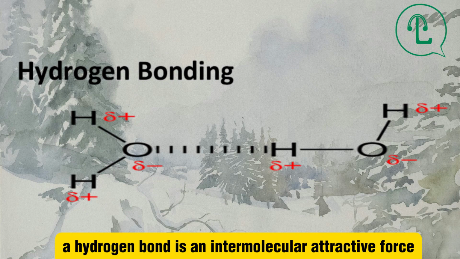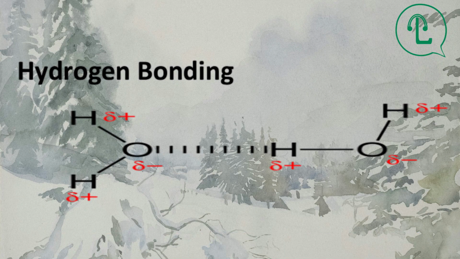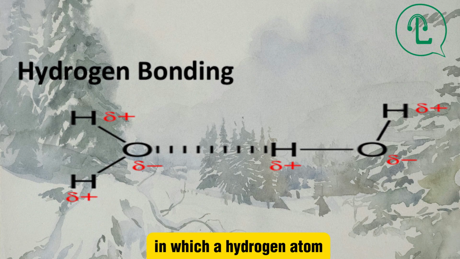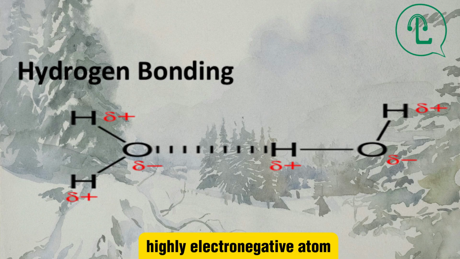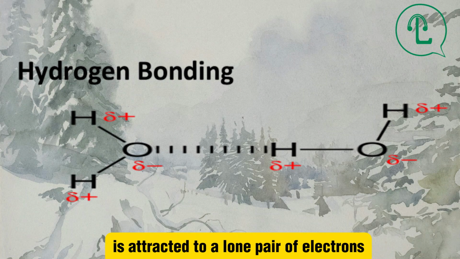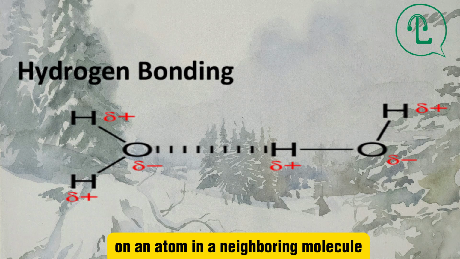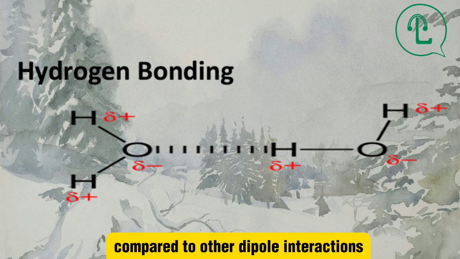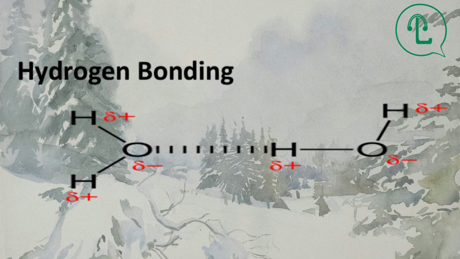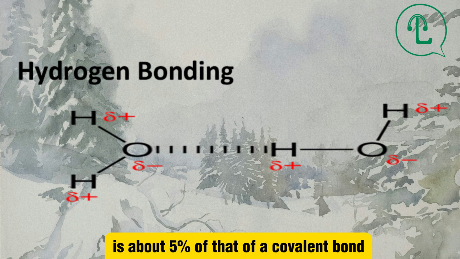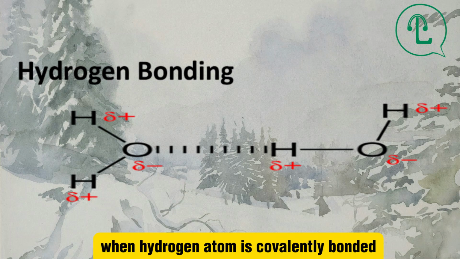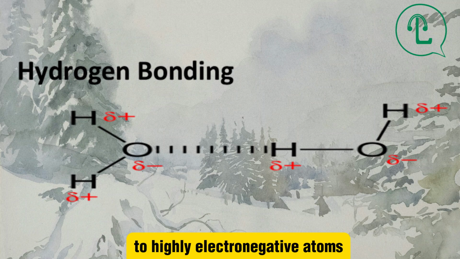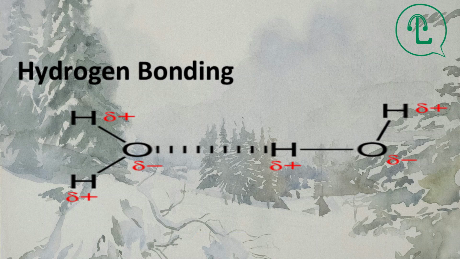Hydrogen bonding. A hydrogen bond is an intermolecular attractive force in which a hydrogen atom that is covalently bonded to a small, highly electronegative atom is attracted to a lone pair of electrons on an atom in a neighboring molecule. Hydrogen bonds are very strong compared to other dipole interactions. The strength of a typical hydrogen bond is about 5% of that of a covalent bond. The intermolecular force arises when a hydrogen atom is covalently bonded to highly electronegative atoms like oxygen, fluorine, iodine, bromine, nitrogen.